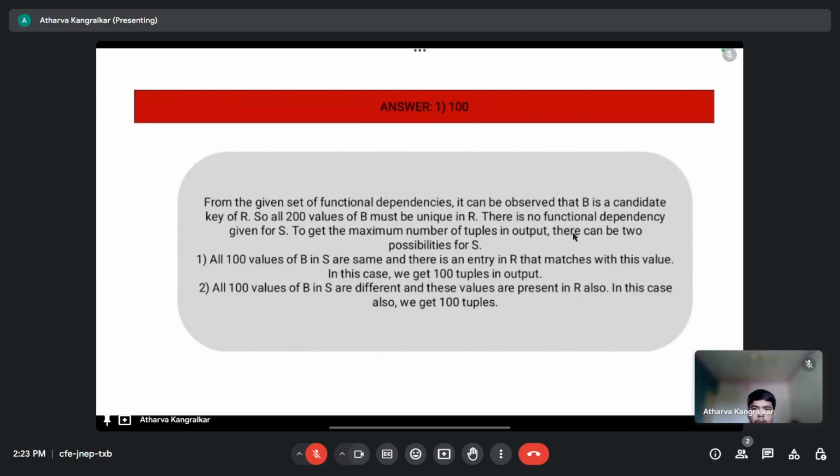From the given set of functional dependencies, it can be observed that B is a candidate key of R. So all 200 values of B must be unique in R. There is no functional dependency given for S. To get the maximum number of tuples in the output, there can be two possibilities for S. One, all 100 values of B in S are the same, and there is an entry in R that matches this value. In this case, we get 100 tuples in output. Two, all the 100 values of B in S are different, and these values are present in R also. In this case, we get 100 tuples.